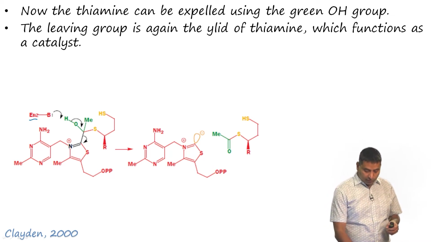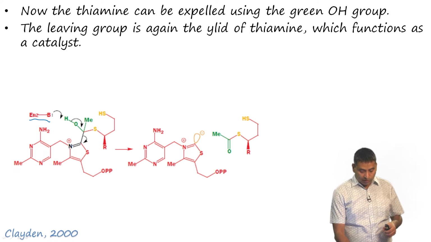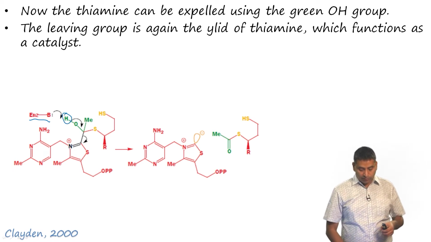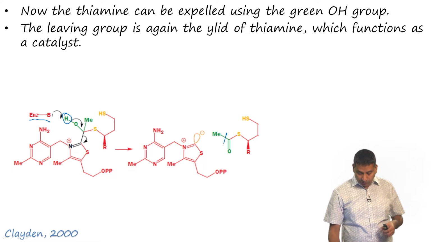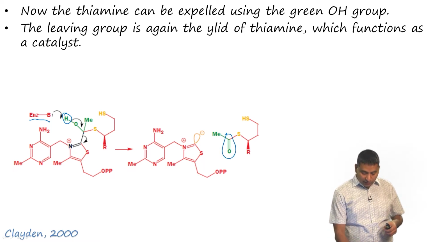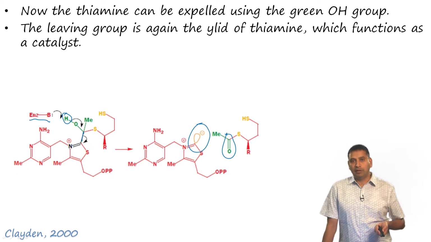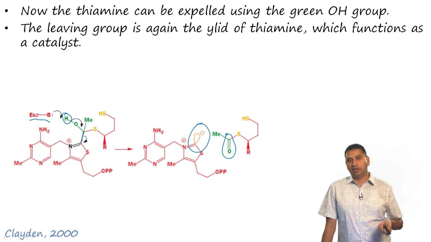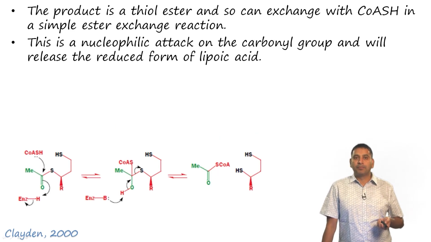So, you can have a basic residue in an amino acid come and pick up this proton from this alcohol, which then generates the ketone as shown here, and this carbon-carbon bond breaks and regenerates the carbanion. So, this is the ylide of thiamine, which functions in a very crucial way to transfer an acetyl group.